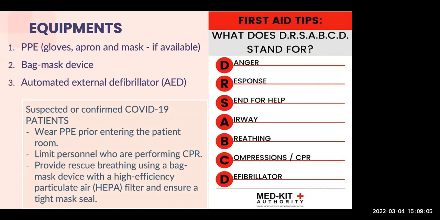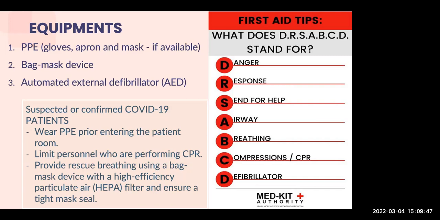The equipment needed for CPR is PPE, such as gloves, apron, or mask, if available a bag-mask device for ventilation, and an automated external defibrillator (AED) for the last step of CPR. And if the patient is suspected or confirmed to have COVID-19, the performer needs to wear PPE before entering the patient room, and we need to limit the personnel who are performing the CPR, and provide rescue breathing using a bag-mask device with a HEPA filter, and ensure a tight mask seal.